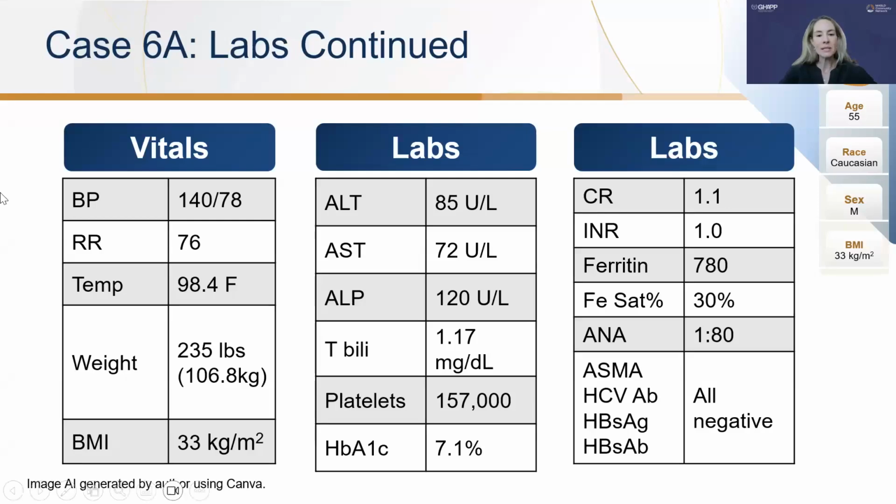In terms of his labs, his ALT and AST are in that range of elevation, 1 to 2 times the upper limit of normal, with the ALT being greater, which is what we commonly see with MASLD and MASH. Alkaline phosphatase is just at the upper limit of normal. Total bilirubin is still within normal range. The platelet count is 150,000, so still in normal range, but I would say at the lower end of normal.